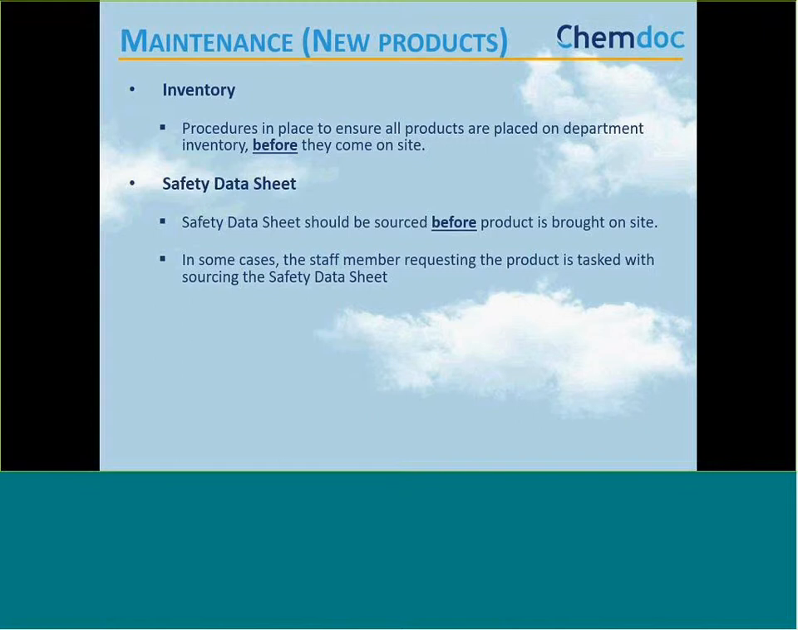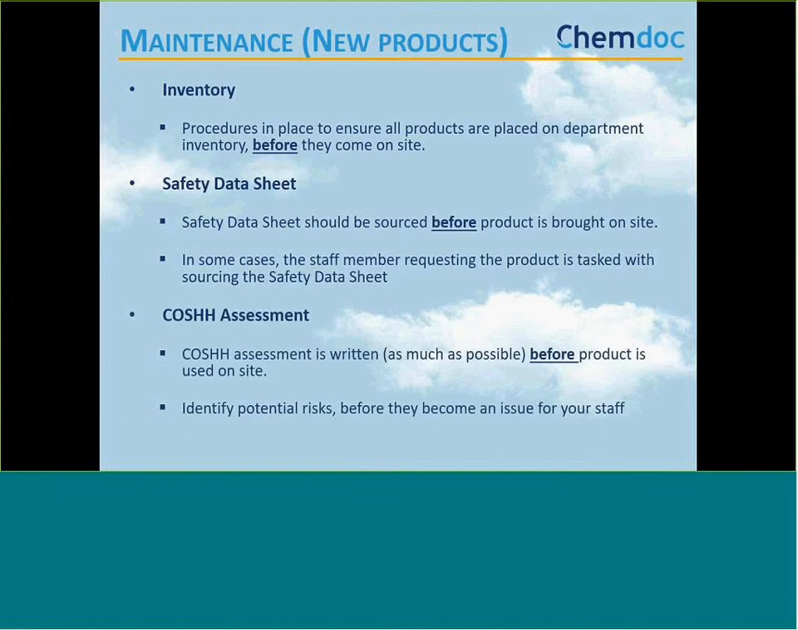The safety data sheet should also be sourced before the product is brought on site. In some cases, and I think it's a good way to do it, the staff member that's bringing in the new product is tasked with sourcing the safety data sheet from day one. I think that's a good way to work, because it gives the person bringing in the new product a bit of ownership of it, and makes them responsible for getting the safety data sheet rather than just going out and getting a product.